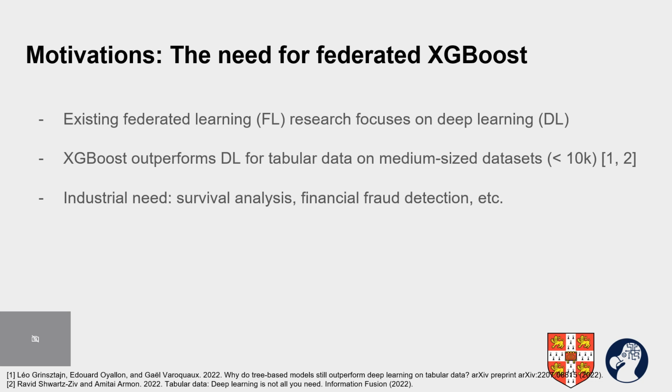XGBoost is a powerful interpretable gradient boosting decision tree. In most cases, XGBoost outperforms deep learning methods for tabular data on medium-sized datasets and in training examples. In the context of horizontal federated learning, there is a growing need to deploy federated XGBoost on tasks such as survival analysis and financial fraud detection.